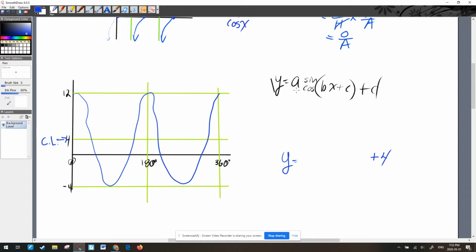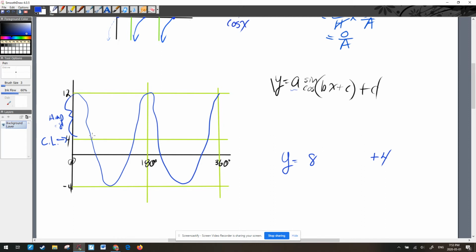And then the amplitude is probably the next easiest thing. Amplitude is how far from the center line I can get. So I just think about what that distance right there is. That is the amplitude. Well, 12 minus 4 is 8. So I know that the A value is 8. Now I have to decide, is it positive 8 or is it negative 8? And we'll get to that in a second. So those two values fall out pretty easily.